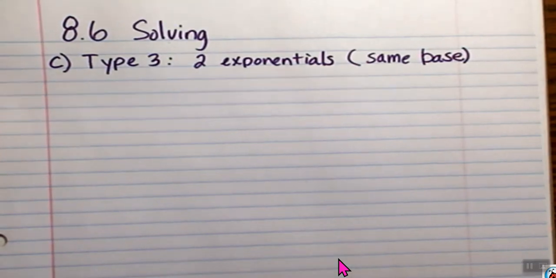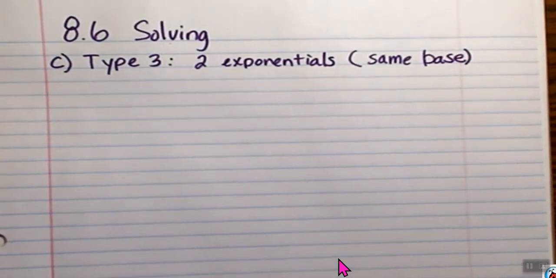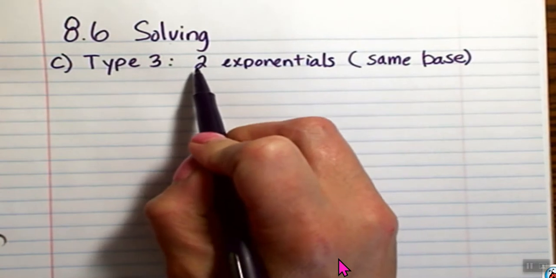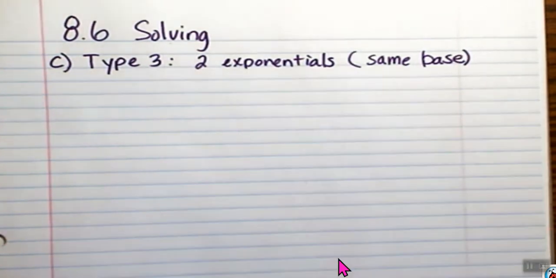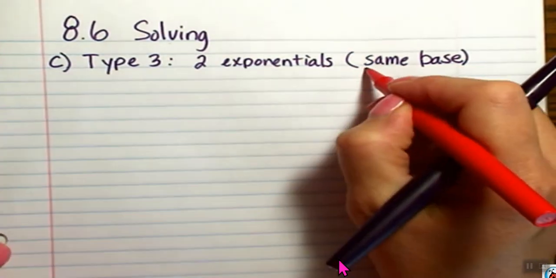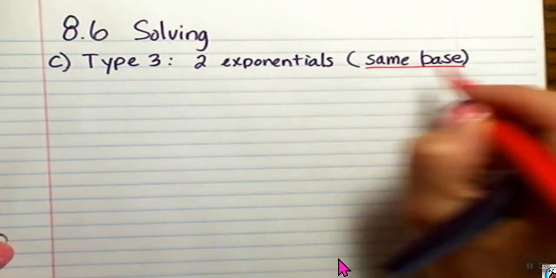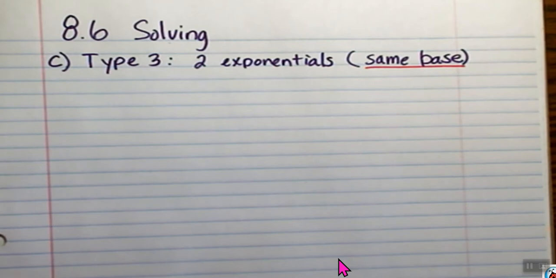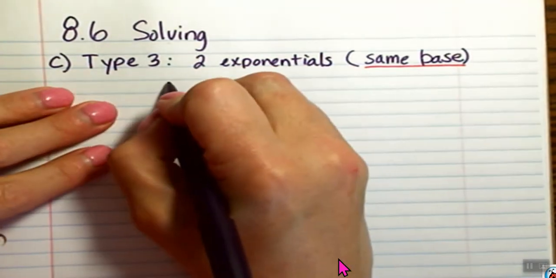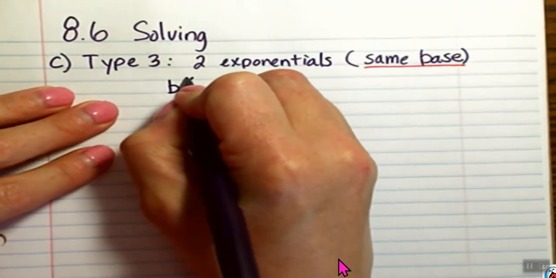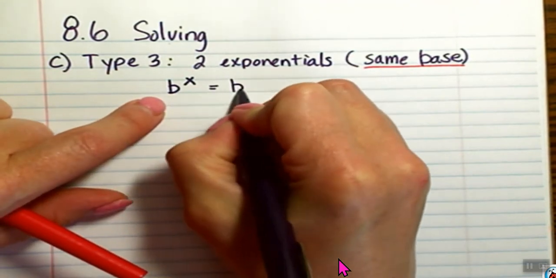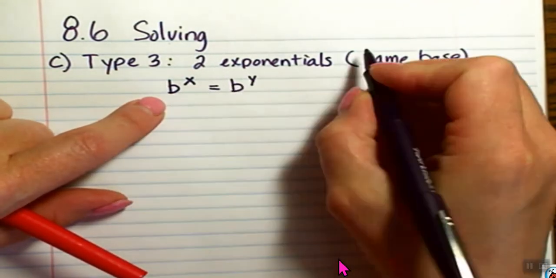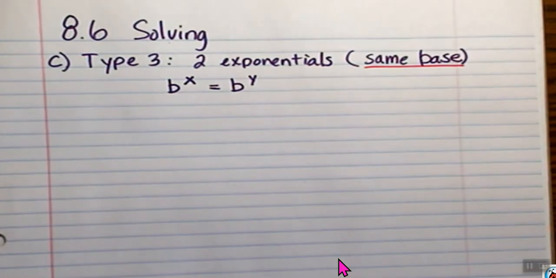All right, so let's go ahead and move on to type 3, which is where you can have two exponentials. But the catch here is that you are going to be able to write these exponentials with the same base. Okay, so it needs to simplify to a very specific format. Base to the x equals base to the y, where x and y both have variables in it.